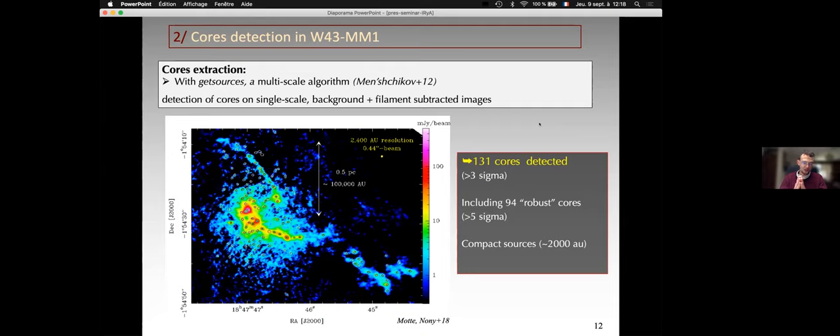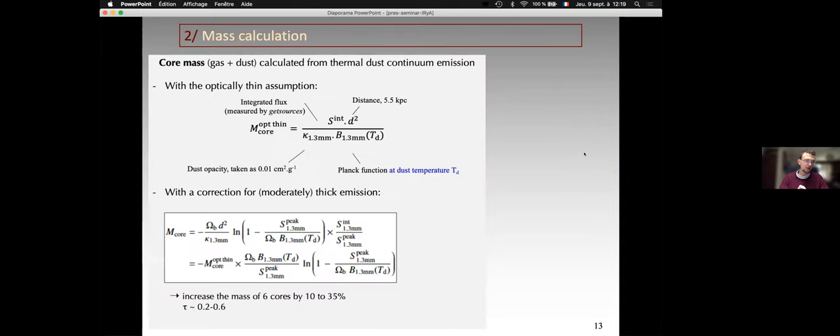In total, with GExt forces, we detected 131 cores, including 94 which are considered more robust with a higher signal to noise. Most of these cores are barely resolved, so they are at angular resolution with physical scales close to the beam, which is the mass of this core.